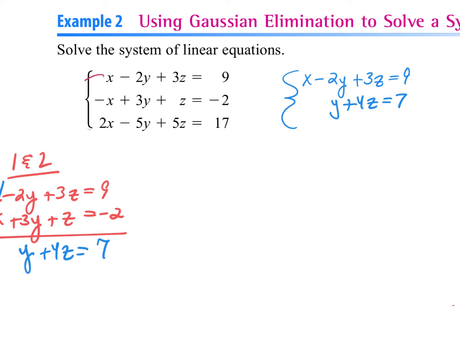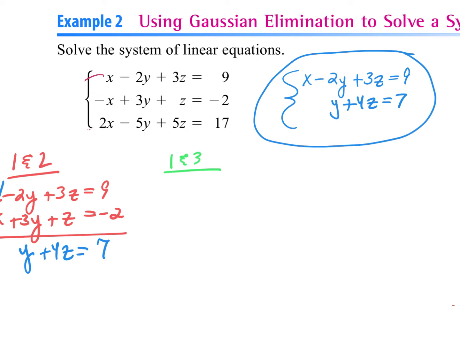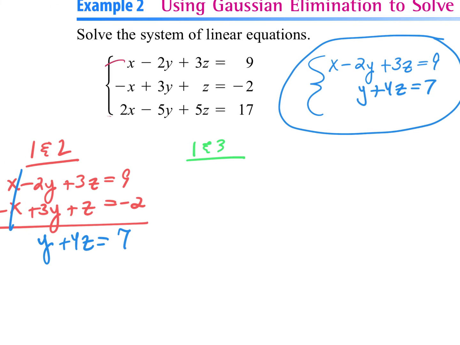All right, now my last equation up here should say z equals. So the way that we do that is we're going to take the first and the third and eliminate x's. So I have x minus 2y plus 3z equals 9. And then I have 2x minus 5y plus 5z equals 17. We good? All right, what do I have to multiply the top equation by so I can get my x's to cancel out? Negative 2.